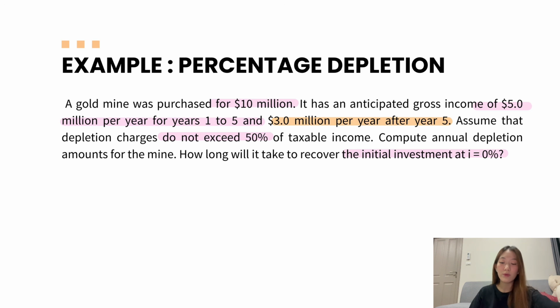The next example is for percentage depreciation. A gold mine was purchased for $10 million. It has an anticipated gross income of $5 million per year for year 1 to 5 and $3 million per year after year 5. Assume that depreciation charges do not exceed 50% of taxable income. Compute the annual depreciation amount for the mine. How long will it take to recover the initial investment at I equal to 0%?